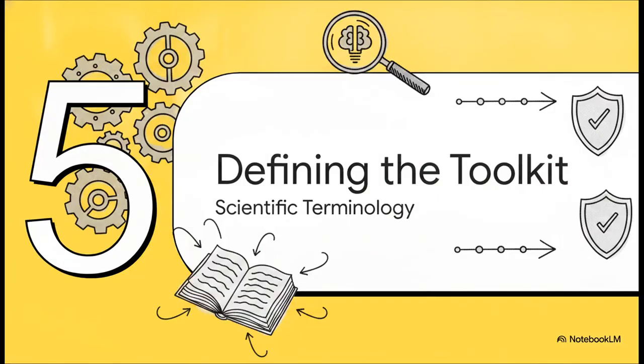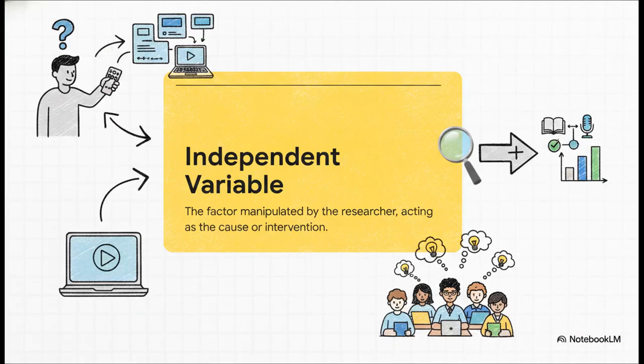Section 5, Defining the Toolkit. To properly execute that roadmap we just talked about, you really need to master some specific scientific terminology so you can firmly and confidently defend your methodology. First up in your toolkit is the independent variable. By definition, this is the factor that is manipulated by you, the researcher. Think of it as the cause or the intervention in your experiment. For example, if you decide to introduce online learning into a classroom, that online learning is your independent variable.